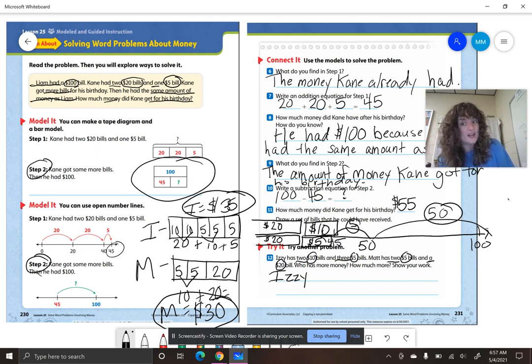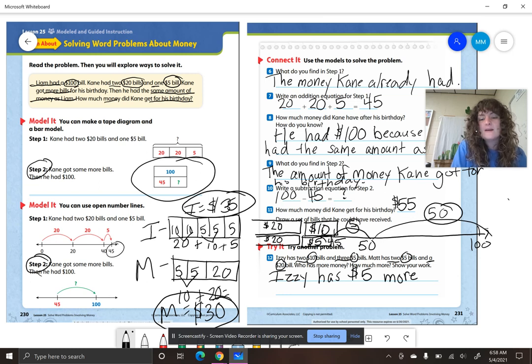Izzy has $35 and Matt has $30. So they have the same number of tens, but how many more ones does Izzy have? She has 5 more ones. Izzy has how many more dollars than Matt? $5 more than Matt.